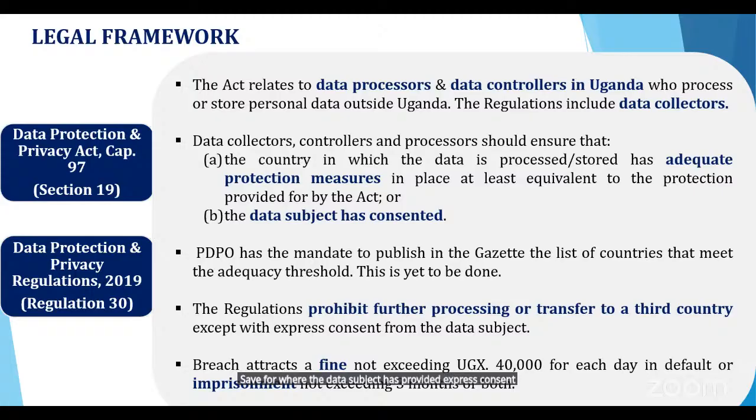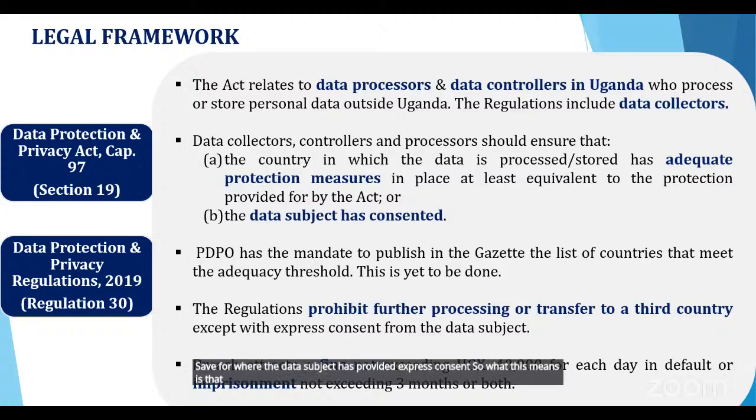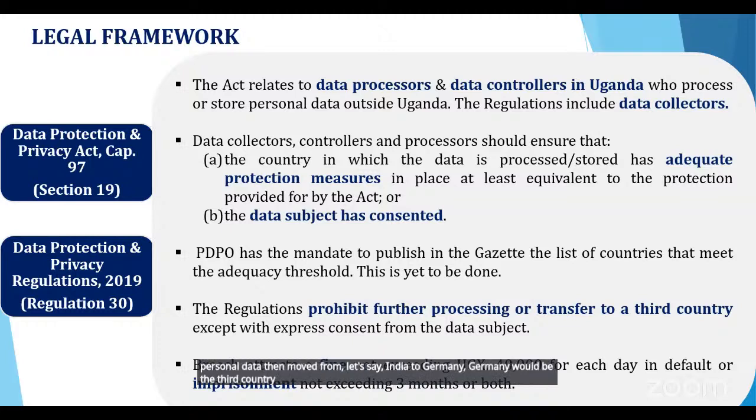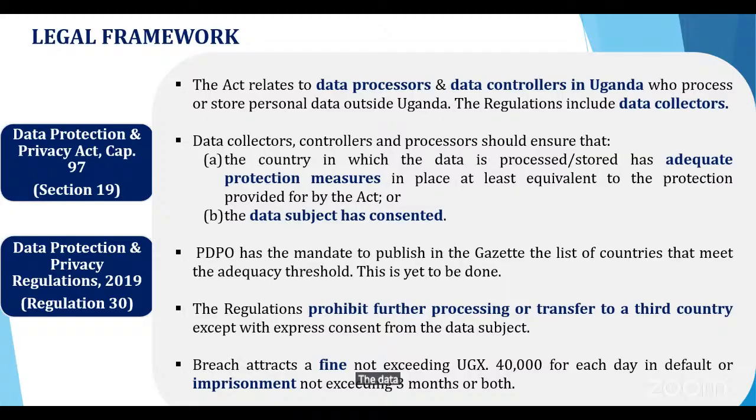So what this means is that, using an example, if personal data from, let's say, a bank moved from Uganda to a cloud service provider in India, that would be the cross-border transfer that we are discussing. But if that personal data then moved from India to Germany, Germany would be the third country of transfer. And so to the extent that there is that further processing envisaged in a third country, the data subject has to be aware and they have to provide express consent.